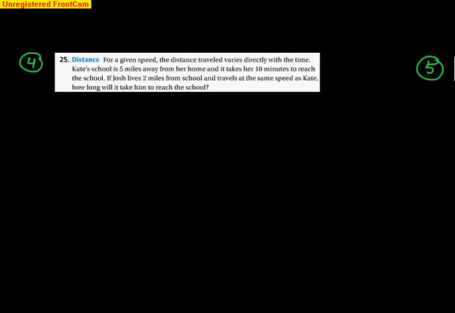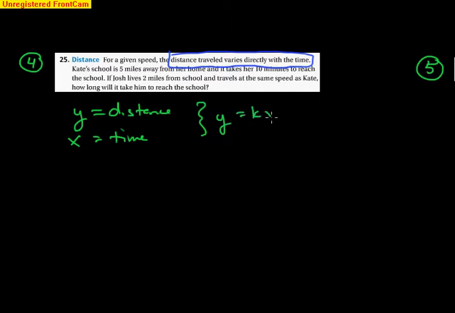Okay, next, number 4. Word problem here. It says, for a given speed, the distance traveled varies directly with time. There's this key phrase: distance varies directly with time. We're still going to use y and x. I'm going to let y be the distance because it was listed first. x is then the time. So the equation y equals kx still works here, where y is distance and x is time.